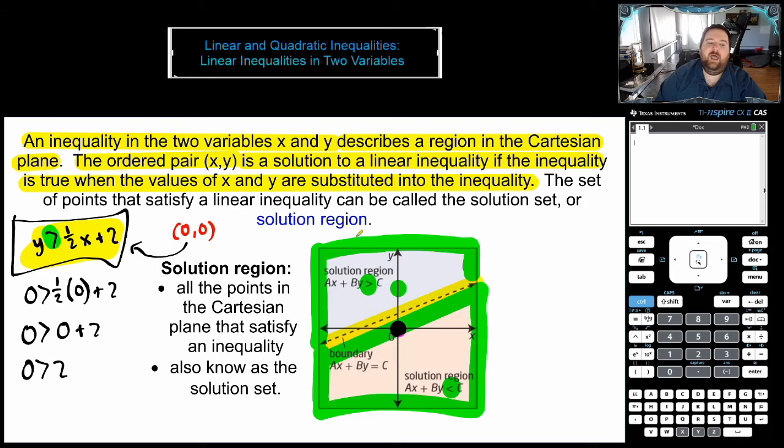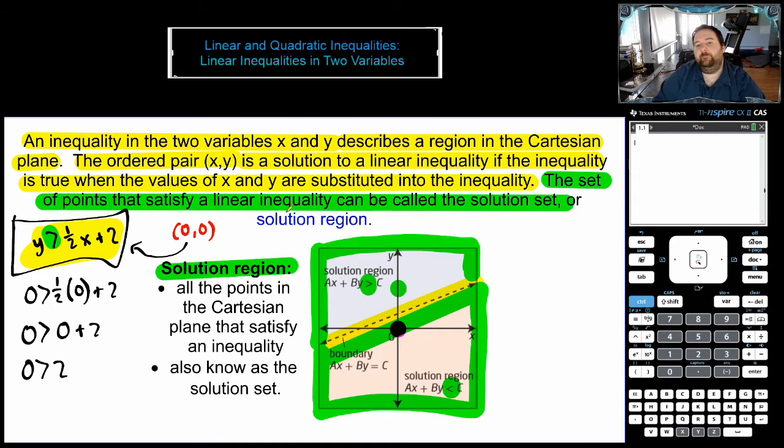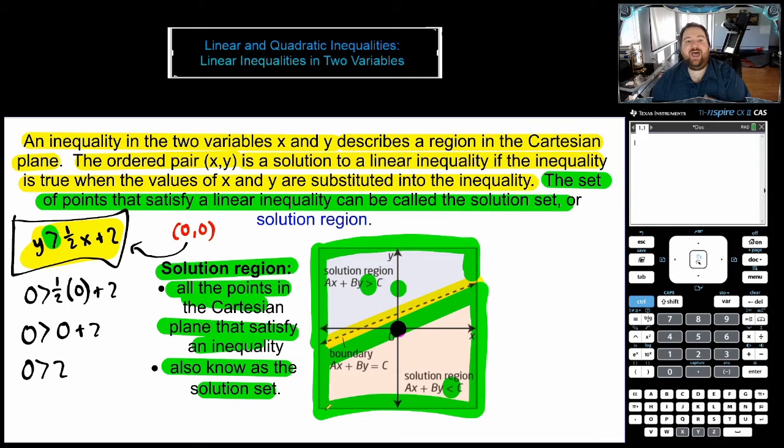And so I keep saying solution region. The solution region is the set of points that satisfy a linear inequality, or it's all the points in the Cartesian plane that satisfy that inequality. It's also known as the solution set. So solution set and solution region are the same thing. It's the region that's true.